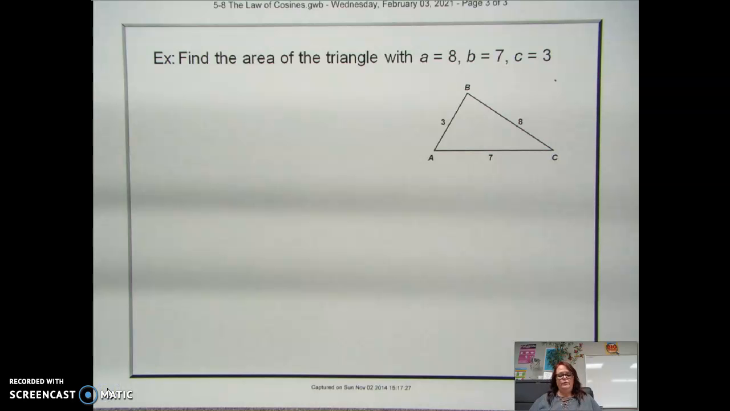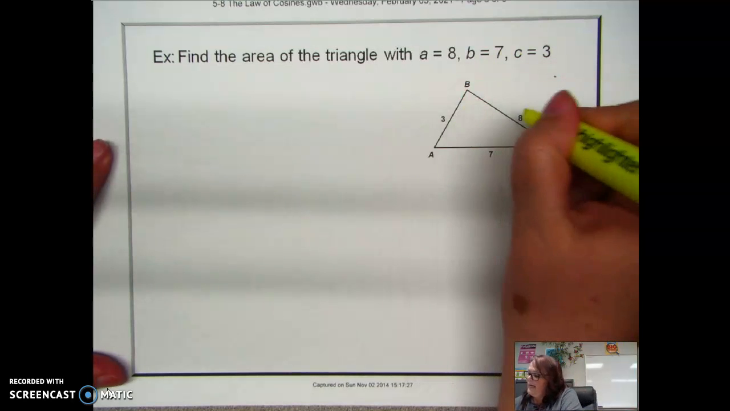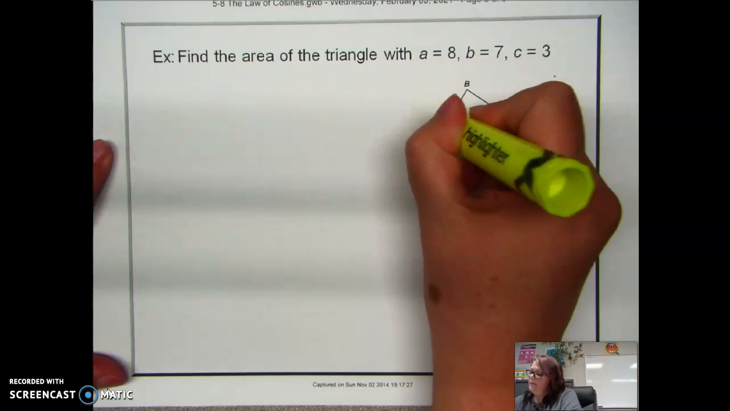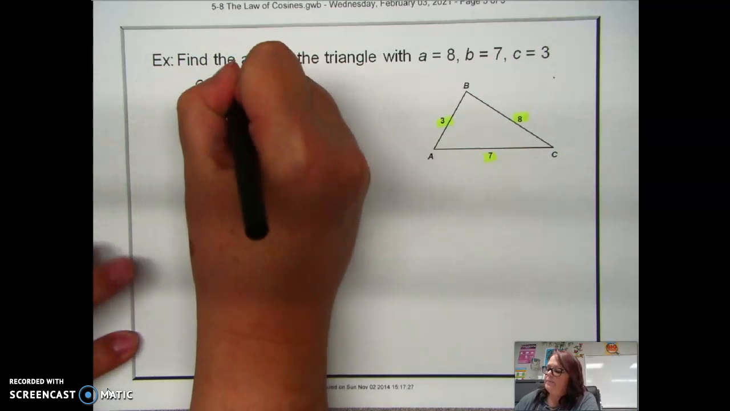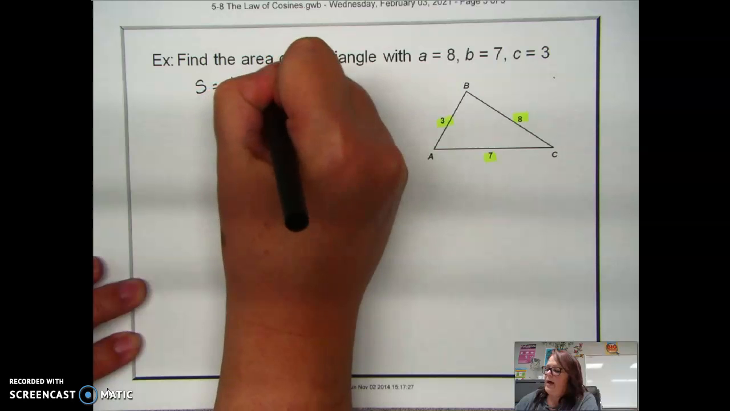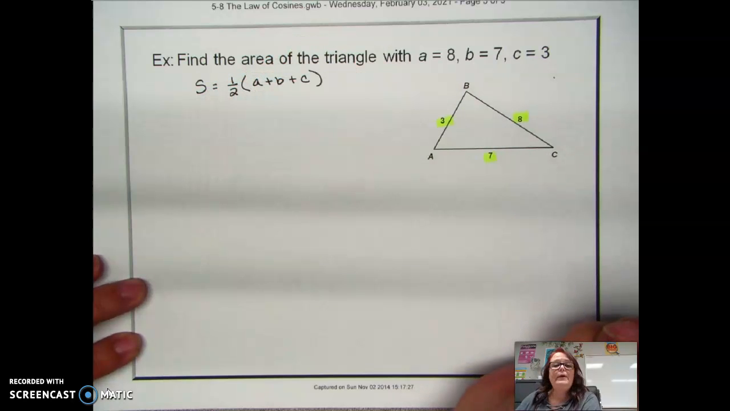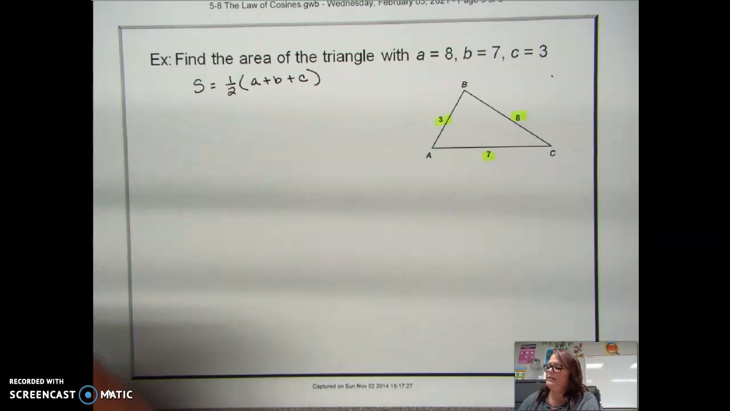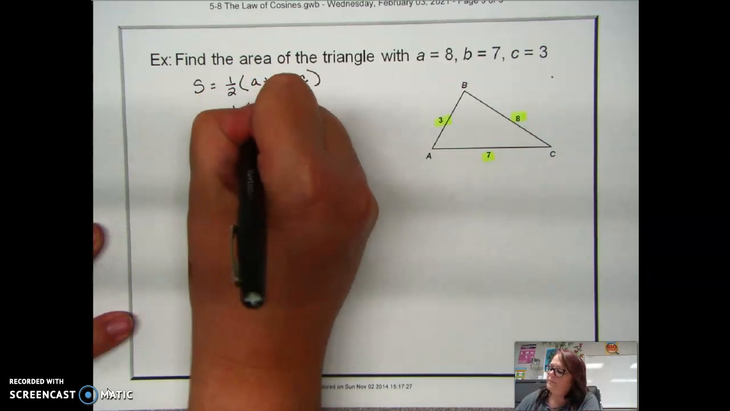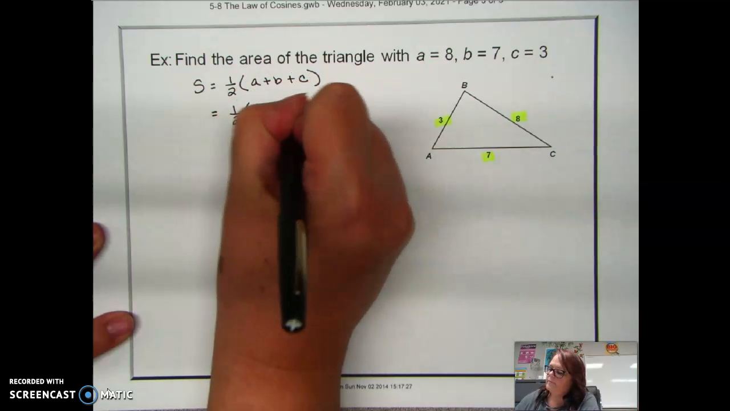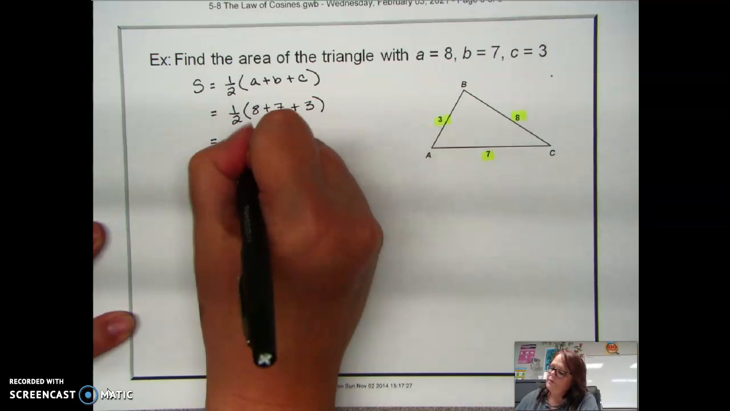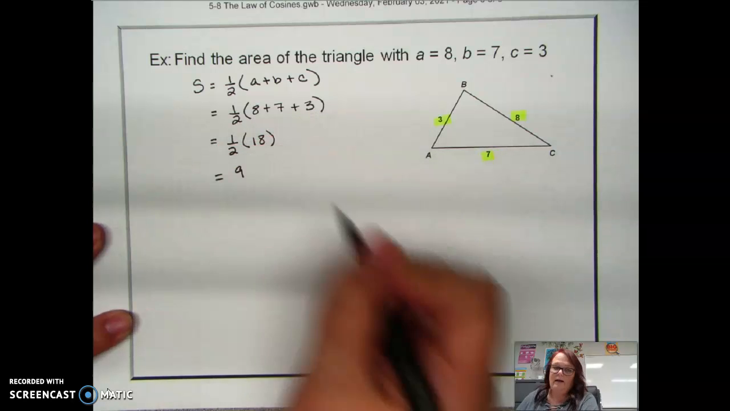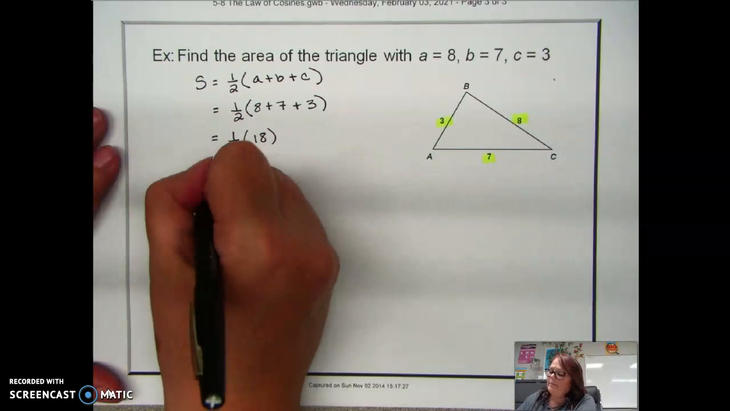All right, so we're going to use Hero's formula to find the area of this triangle. We have a side of 8, that's my A value, my B value is 7, and my C value is 3. The first thing we need to do is find that semi-perimeter, which is half of the perimeter, so half of A plus B plus C. Go ahead and plug that in your calculator and see if you can figure out that semi-perimeter. All right, I'm looking at half of 8 plus 7 is 15, plus 3 is 18, which gives me a total of 9. So that is my semi-perimeter.